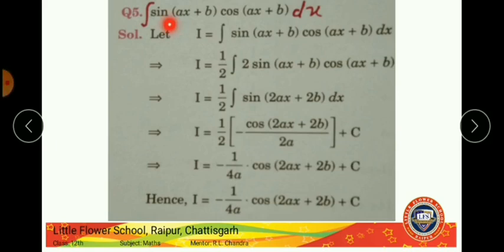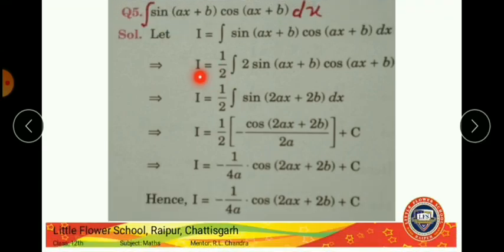Integration of sin ax plus b cos ax plus b. Let I be equal to the integration of sin(ax+b) cos(ax+b). See this question. This question is not written in integrable form. We don't know any formula related to this question. That's why we have to apply some technique, some method, so that we can change the question into integrable form.